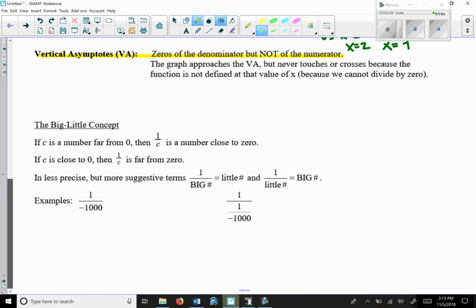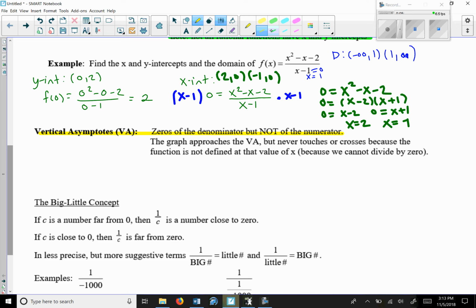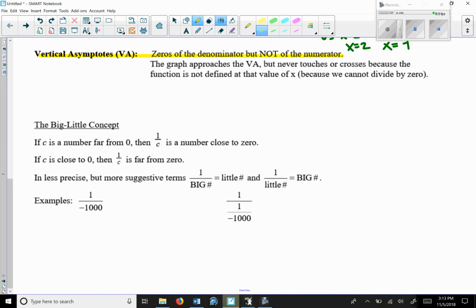So we're going to be graphing these, and it's helpful when you're graphing these to talk about what's called the big little concept, which helps us look at what's happening at our vertical asymptotes. The big little concept says if c is a number far from 0, then 1 over c is a number close to 0. And if c is close to 0, then 1 over c is far from 0. So what does that mean? That means that 1 over a very large number is equal to a little number, and 1 over a very little number is equal to a big number, which helps us when we're actually graphing these, which you'll see in the next problem.